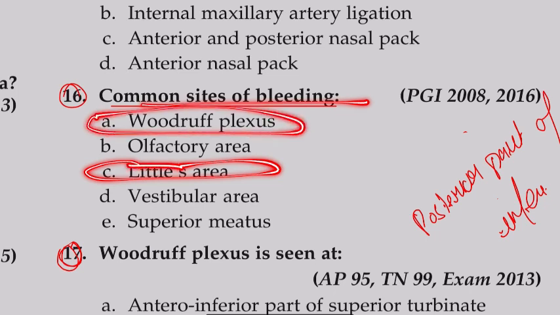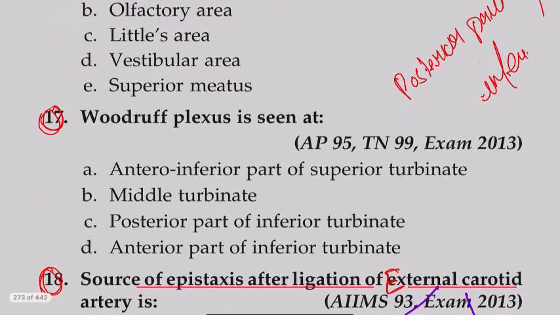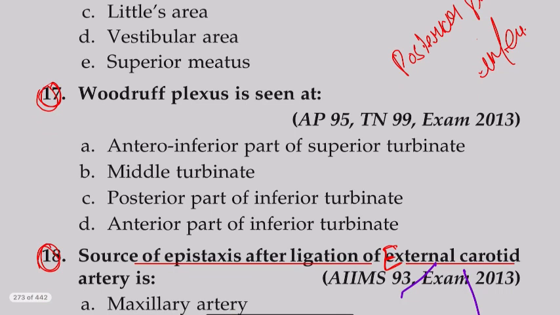What is Woodruff's plexus? It is present in the lateral wall, behind the middle turbinate and inferior turbinate, and it is the site for posterior epistaxis, as Little's area is the site for anterior epistaxis. Woodruff's plexus is seen in the posterior part of the inferior turbinate.